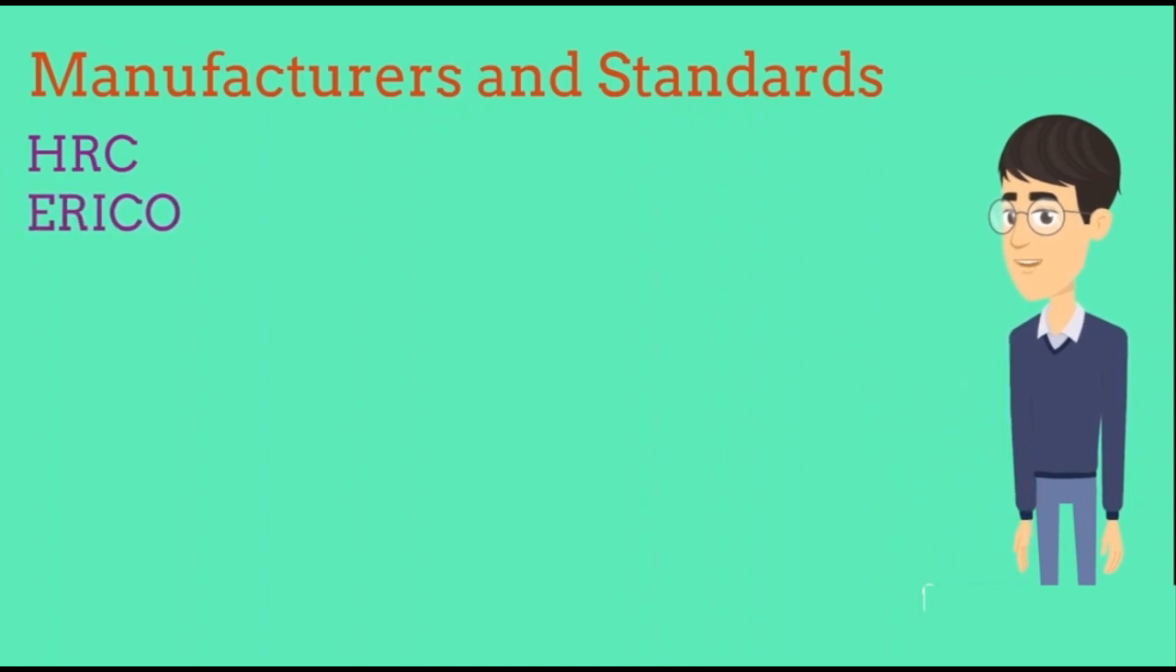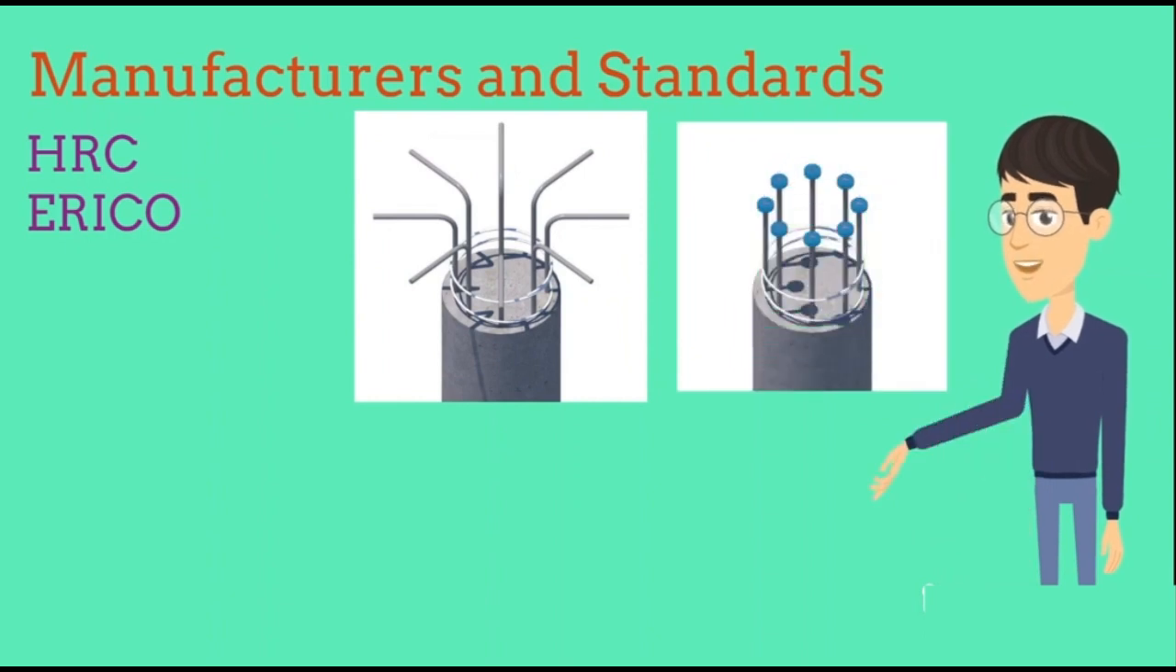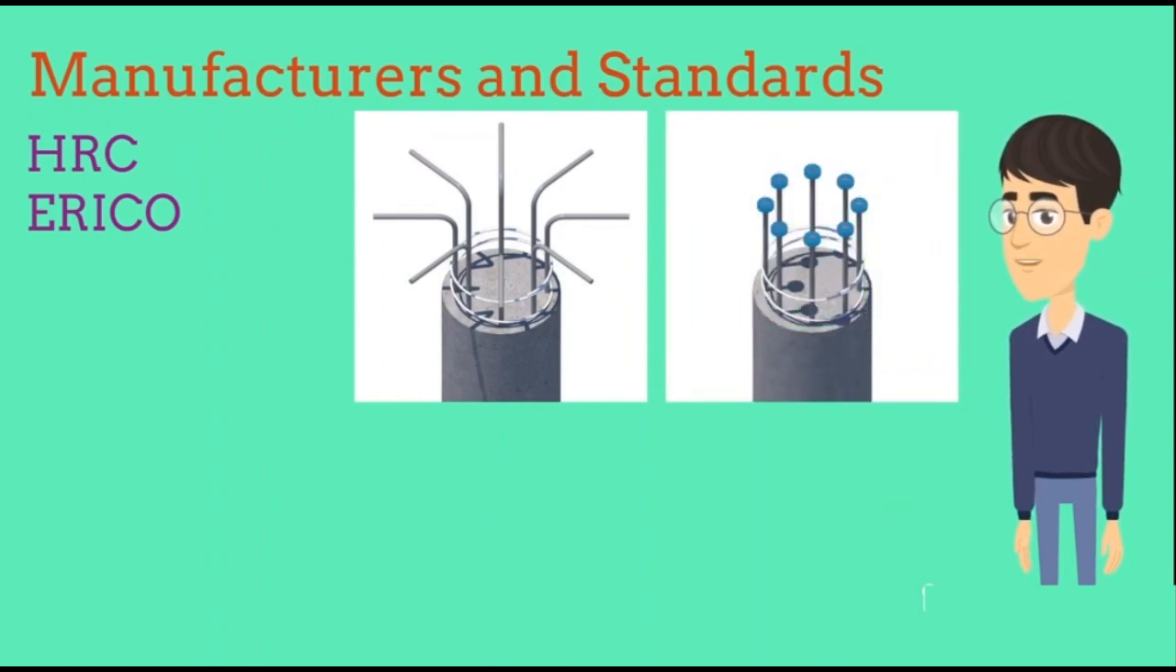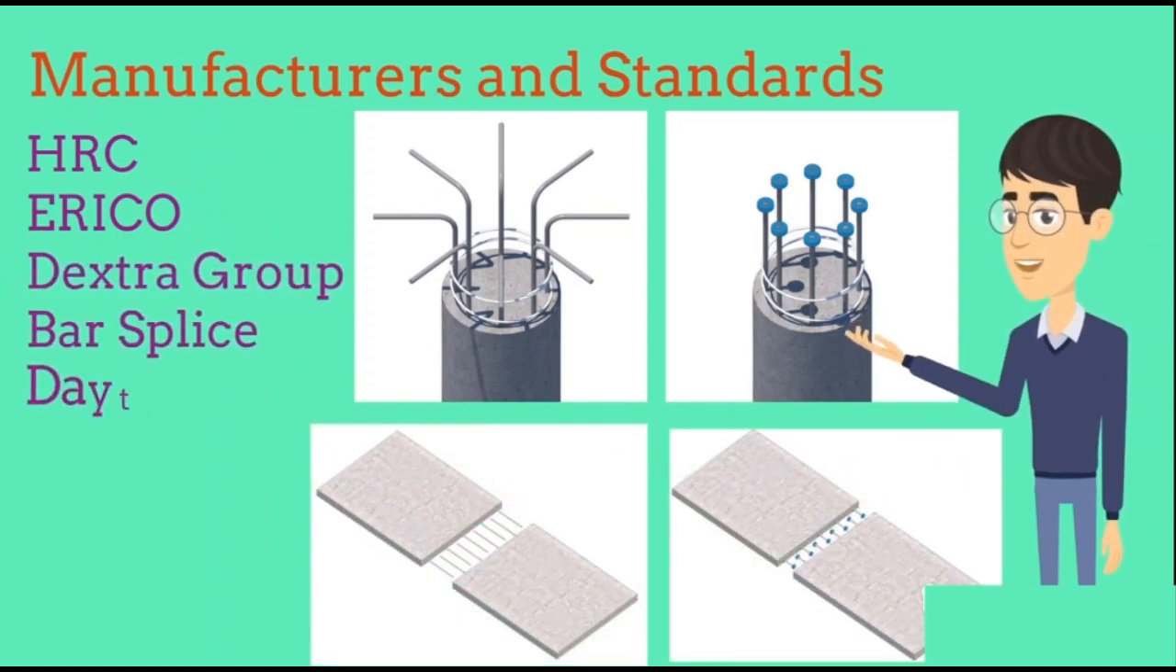HRC and Erico were among the first manufacturers to introduce headed bars. HRC used friction welded heads, offering various head types, while Erico employed a tapered thread connection to create their headed bars. Other manufacturers, like Dextra Group, Bar Splice, and Dayton, have also joined the ranks in producing similar types of headed bars.